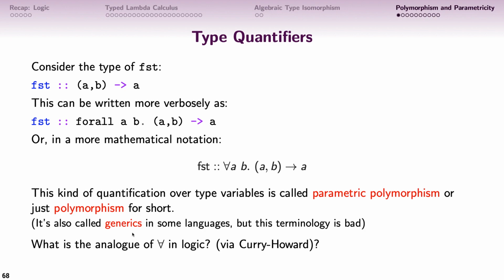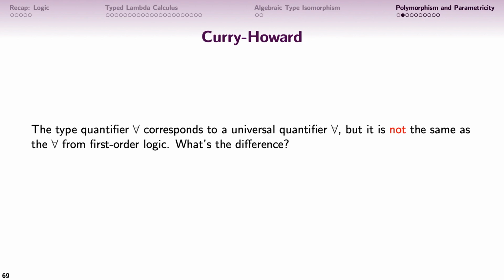So what's the analog of this forall types thing in logic? Well, we've seen this forall symbol before, or at least I hope you have, whenever you did discrete maths. It essentially corresponds to forall in logic, right? However, it's not exactly the same thing as forall in logic. Specifically, it's not the same thing as the forall in first order logic.